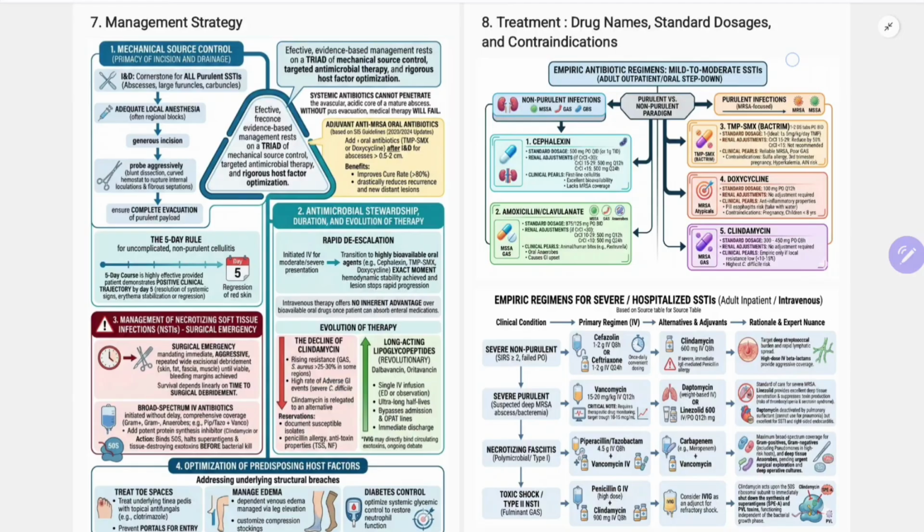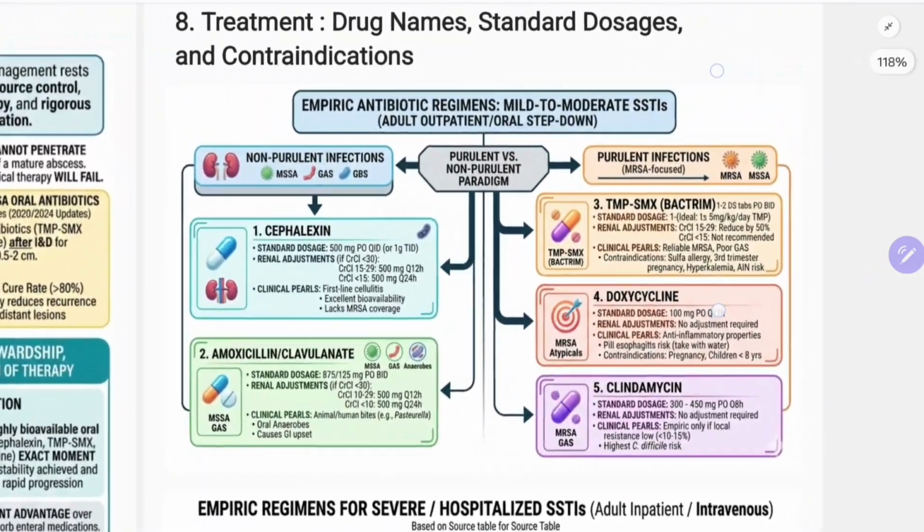Okay. For moderate to severe, you should have IV. Then you should transition to oral once the patient is stable and the lesion becomes non-progressive. That's the thing.